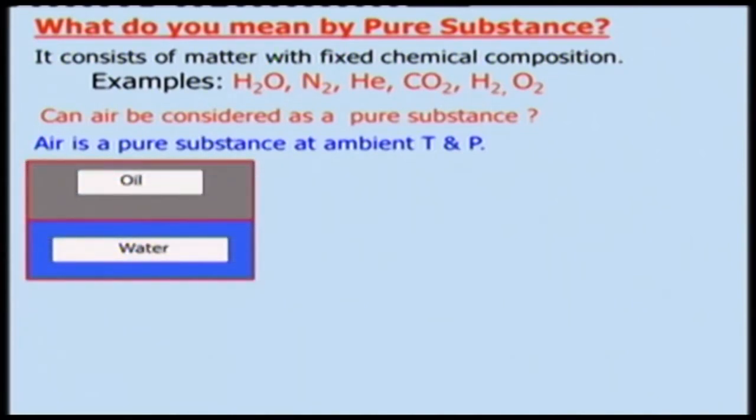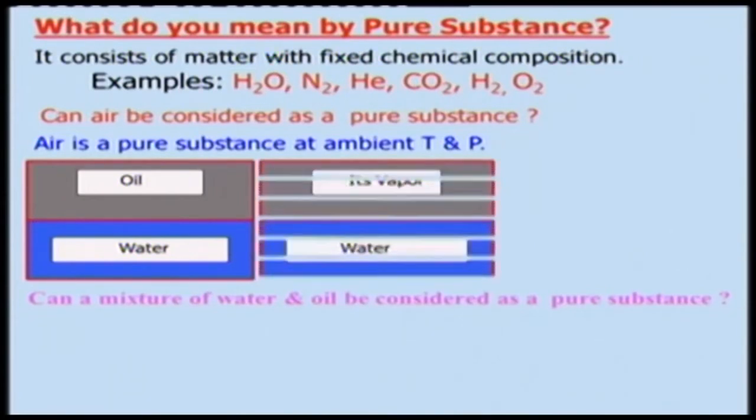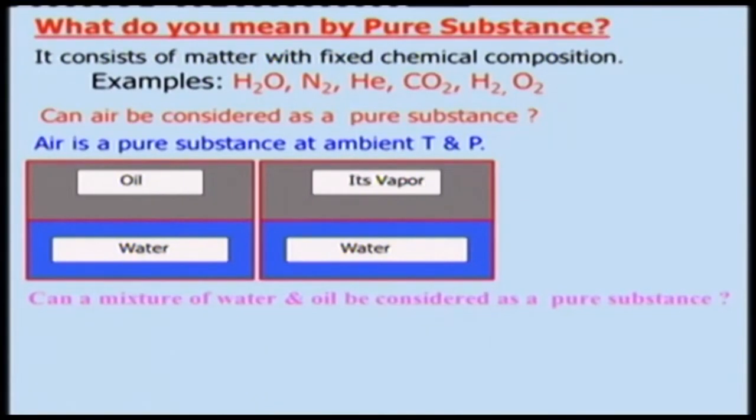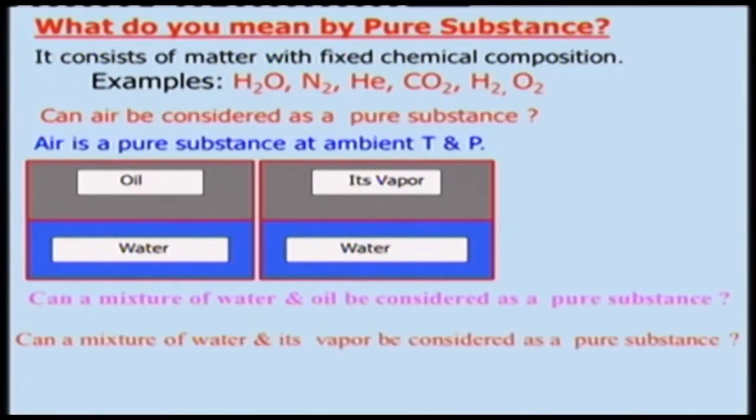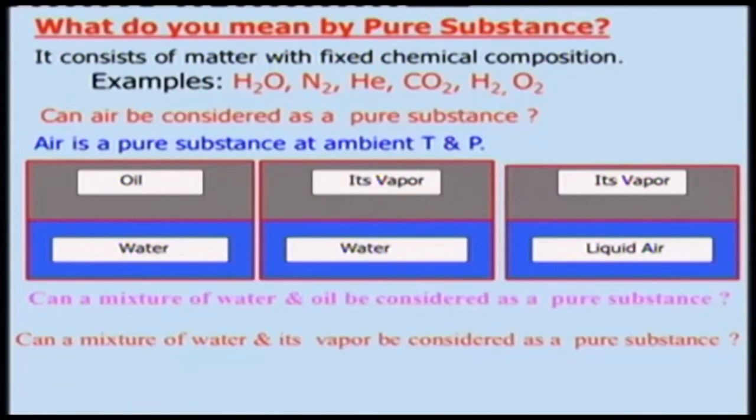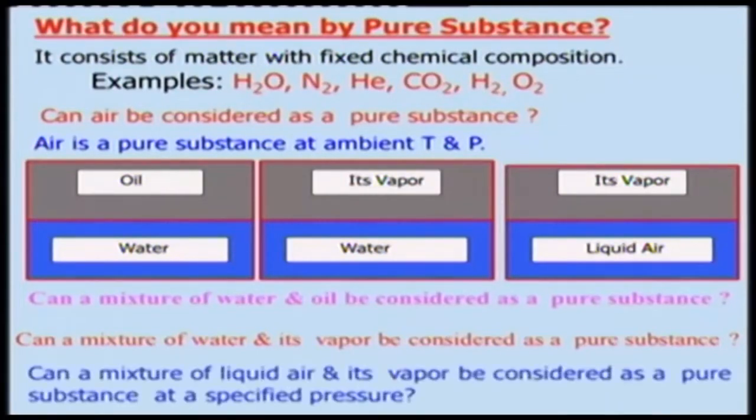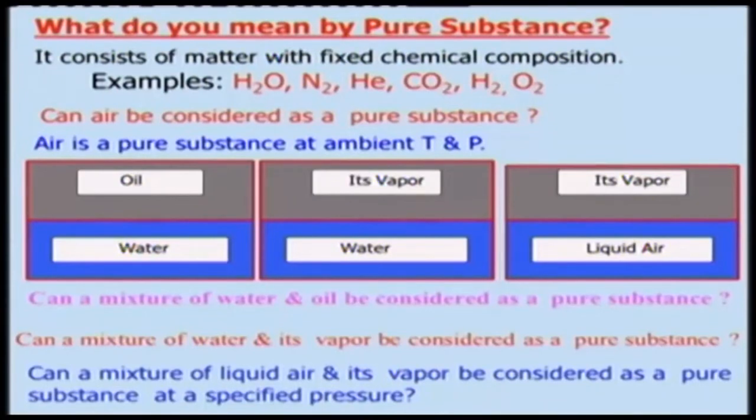Let us say I take water and oil. Can a mixture of water and oil be considered a pure substance? Similarly, if I take water and its vapor, can I call it a pure substance? And if I take liquid air and its vapor, can I call it a pure substance, right? Three examples I have given. Liquid air and its vapor cannot really be a pure substance, yes or no? Because the compositions of the liquid air and its vapor need not be the same. So, therefore, it cannot be.